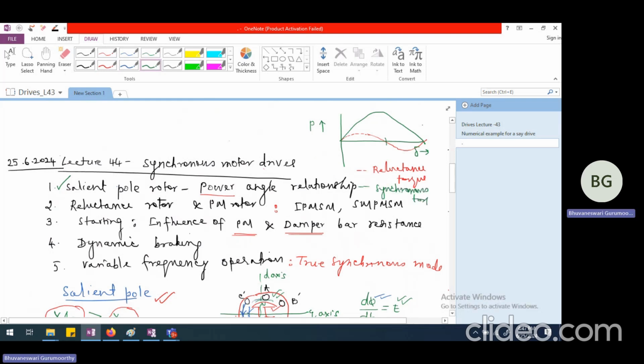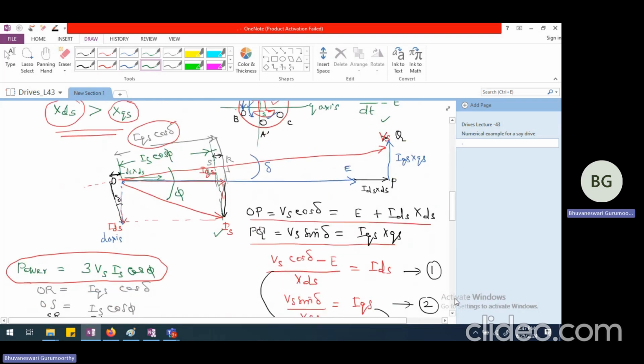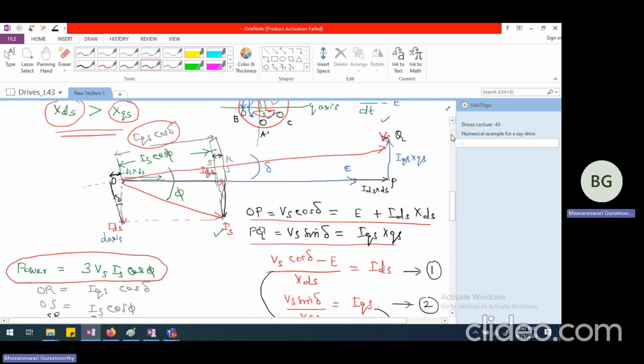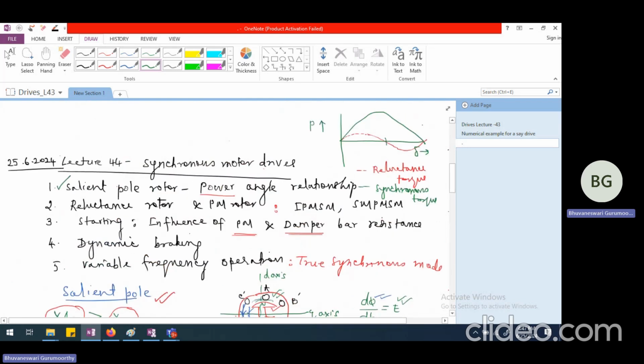Because the reluctance torque is a function of 2 delta, whereas the synchronous torque is a function of just delta. So that's what we have shown here. So reluctance torque is red, and this green color curve that I have shown is synchronous torque. So we had seen the special case of reluctance torque and reluctance rotor and permanent magnet rotor functioning also.